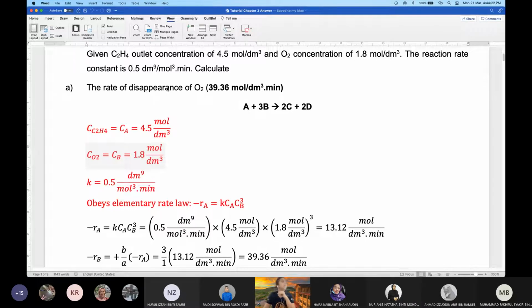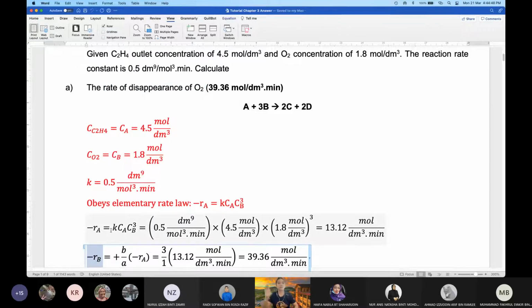Okay, so dalam soalan ni, dia nak rate of disappearance of oxygen gas. So rate of disappearance negative R. And because oxygen is our B, so they become minus RB. Okay, so again, kenapa minus RB? Soalan tu nak minus RB. Kenapa? Sebab soalan nak rate of disappearance of oxygen gas. Our oxygen gas is our B. So dia nak minus RB.